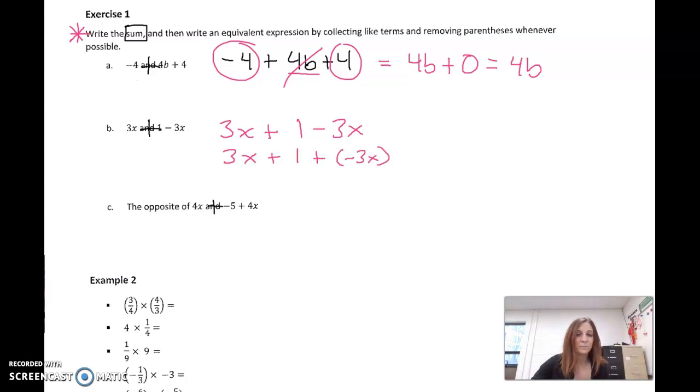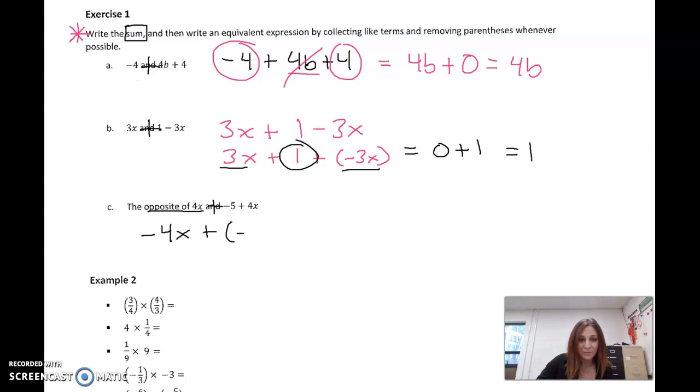So now, if I'm looking at like terms, if I have 3x's and a negative 3x's, well, that's 0. Think about it. If I have 3x's and I take away 3x's, 0. What else am I left with? A 1. Do I even need that 0 there? No, just 1. All right, so the opposite of 4x is a negative 4x. And is where we put our plus sign.